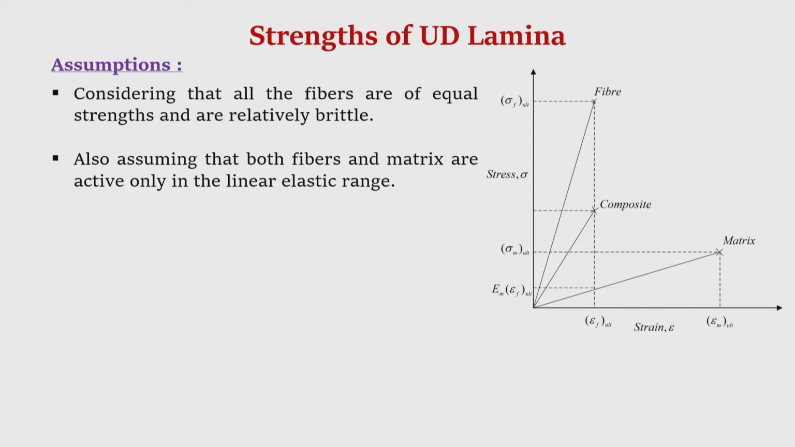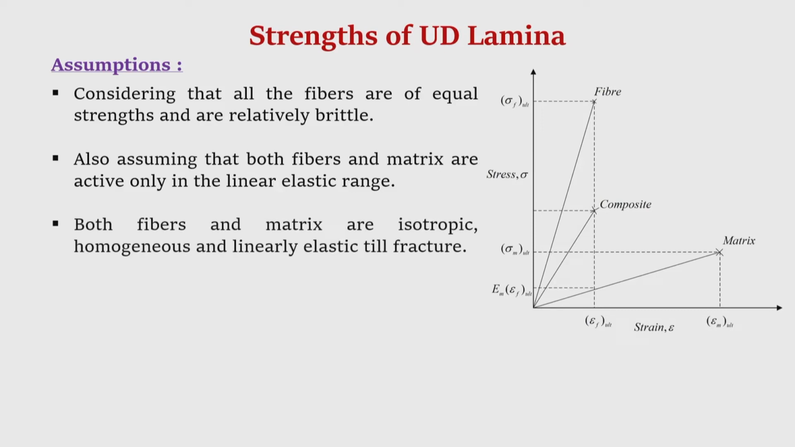Okay. And fibers and matrix are active only in the linear elastic range, so we are not considering the plastic deformation of the fibers or the matrix. And both fibers and the matrix are isotropic, homogeneous and linearly elastic till fracture. This is what it shows. The fiber and the matrix are elastic till fracture.